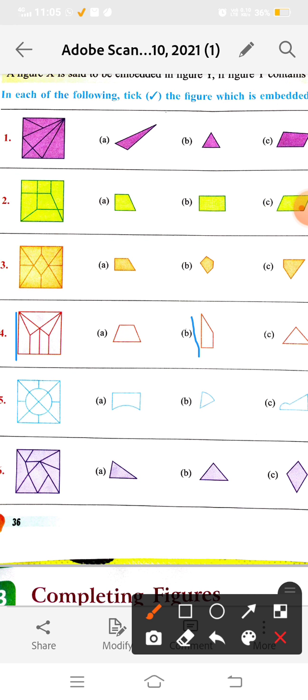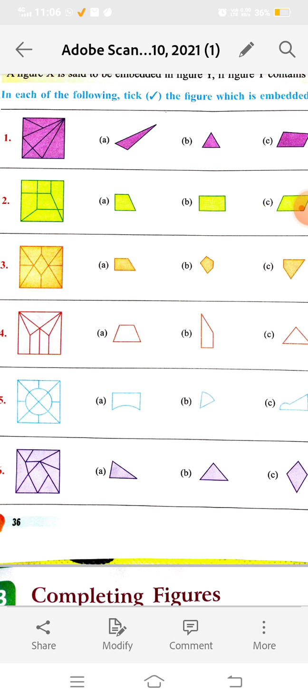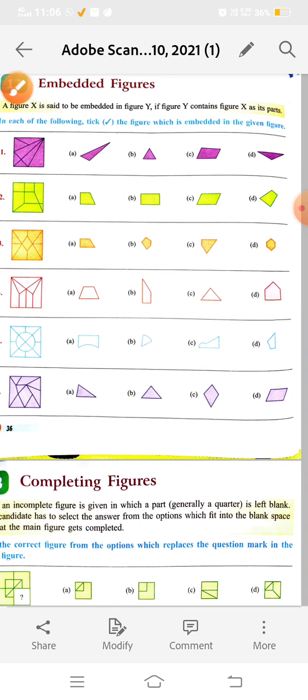This option number B is our answer. See, this shape can be fixed here in our fourth question. So in the fourth question, option number B from column X can be fixed in our Y figure. Okay everyone, now question number 5 and 6 you have to do by yourself as homework.